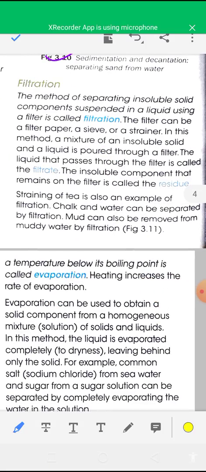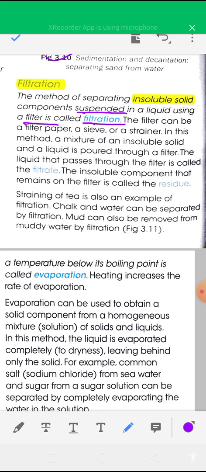The next method is filtration. Filtration, a very simple method. The method of separating insoluble solid components suspended in a liquid using a filter is called filtration. The filter can be filter paper, or the filter can be a sieve or a strainer.